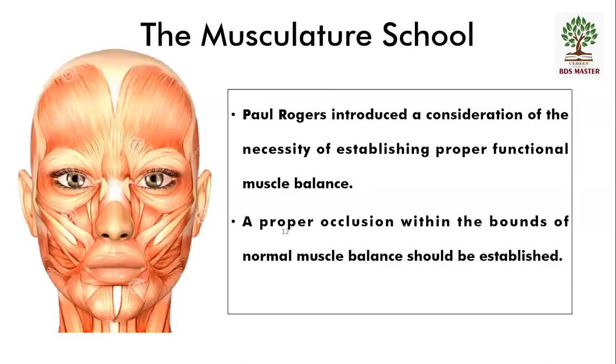Last, you had the musculature school. This was given by Paul Rogers, who introduced the consideration of establishing a proper functional muscle balance. And if the occlusion is within the boundaries of this muscle balance, then the stability of the results is also very, very good.